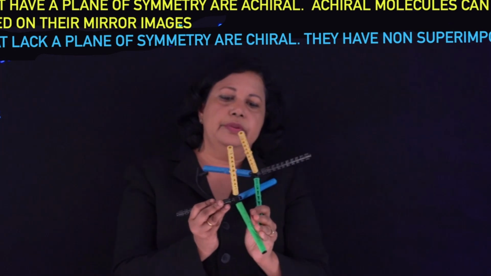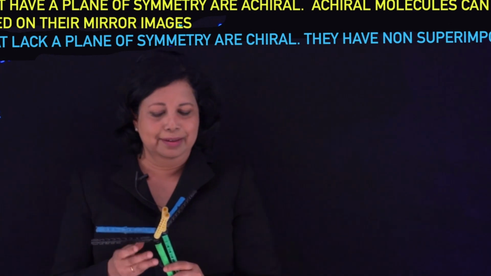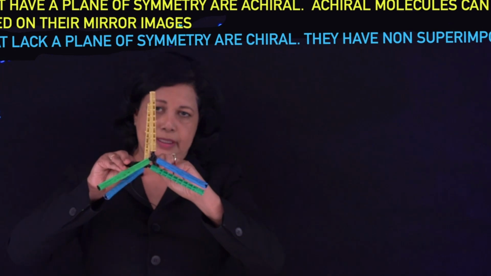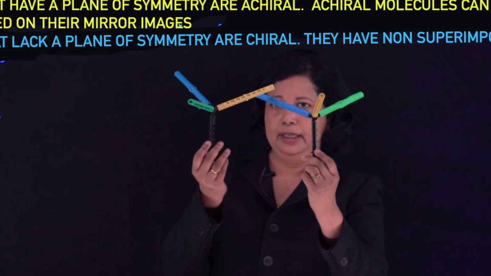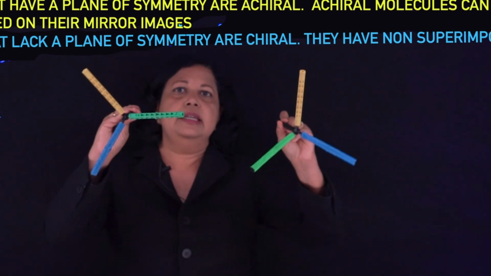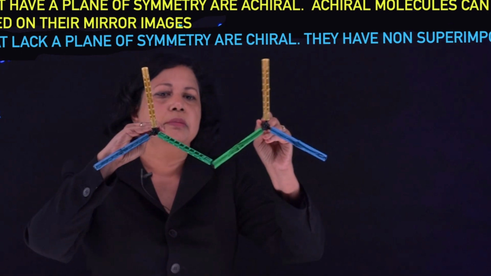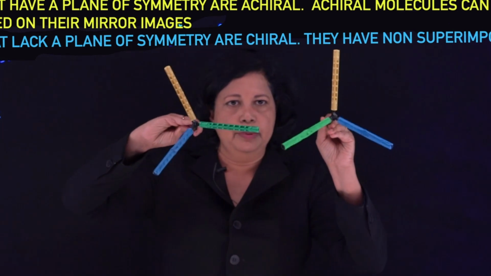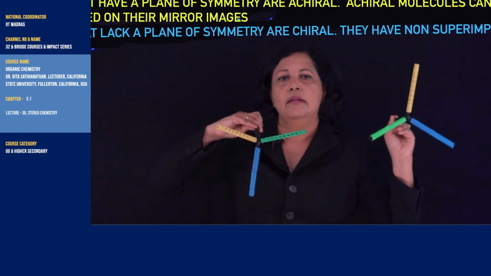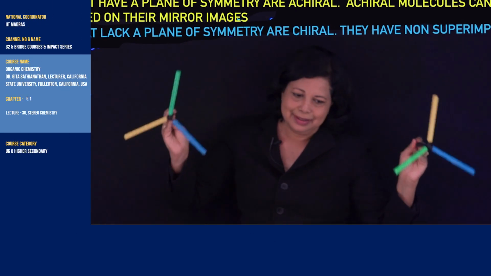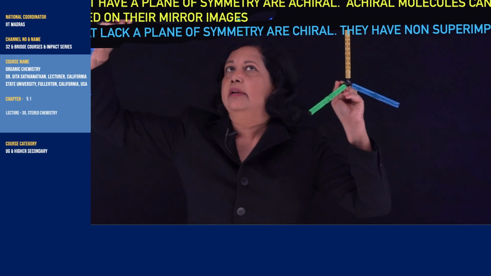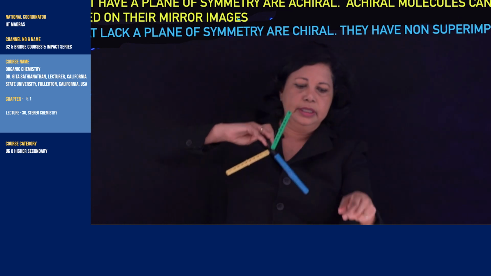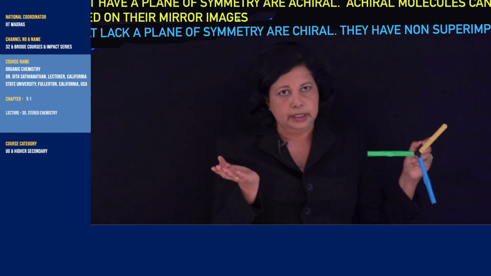So if I align two of them, the other two are not going to align. So that means I cannot overlay this molecule exactly on top of this, however much I try, in whichever direction I try. These are non-superimposable mirror images. So we have a name for that. Non-superimposable mirror images are called enantiomers. All right, so these are chiral molecules. They have chirality. That means they have a handedness, either a clockwise orientation or a counterclockwise orientation.